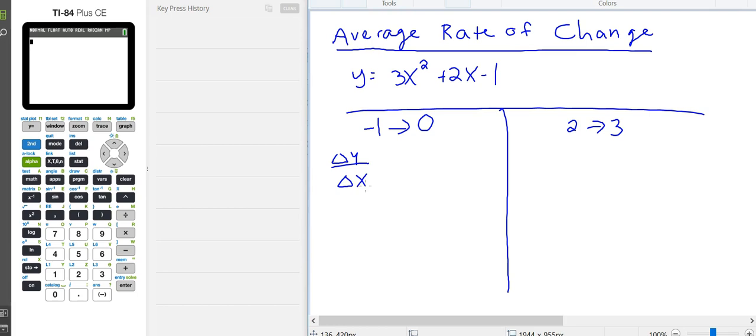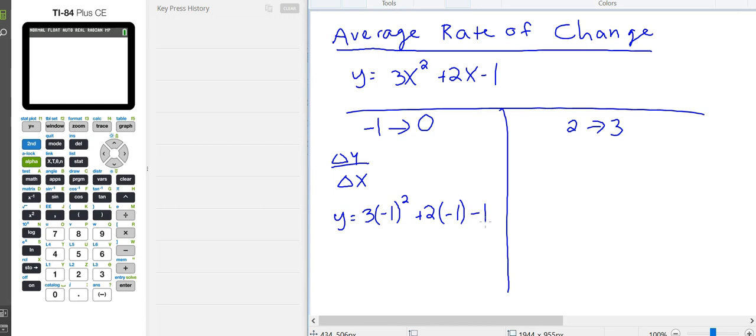And we have our two x values. We have -1 and 0. But we want to find our corresponding y values. To find the corresponding y values, we're going to plug in the x's that we have into the original equation to solve for the corresponding y values. So for x is equal to -1, the y is going to be equal to 3 times -1 squared plus 2 times -1 minus 1.